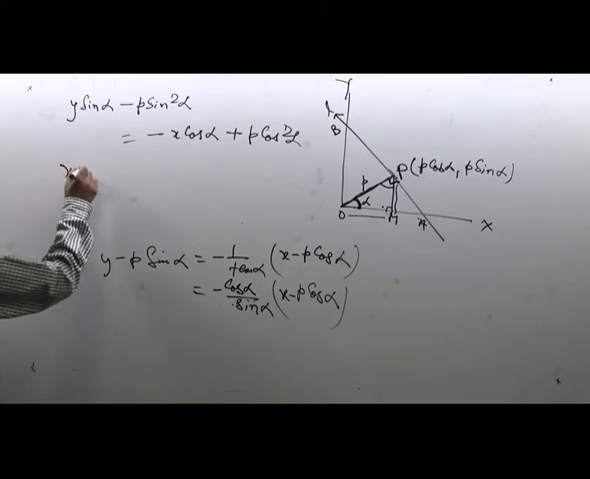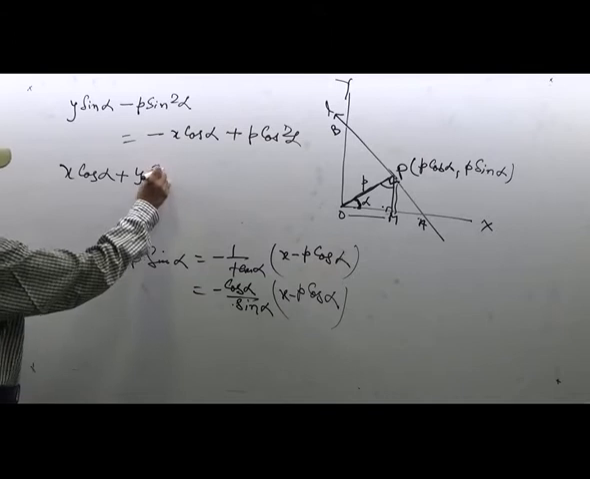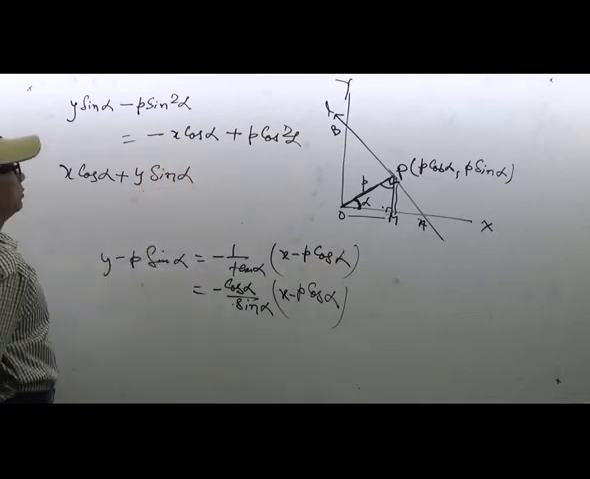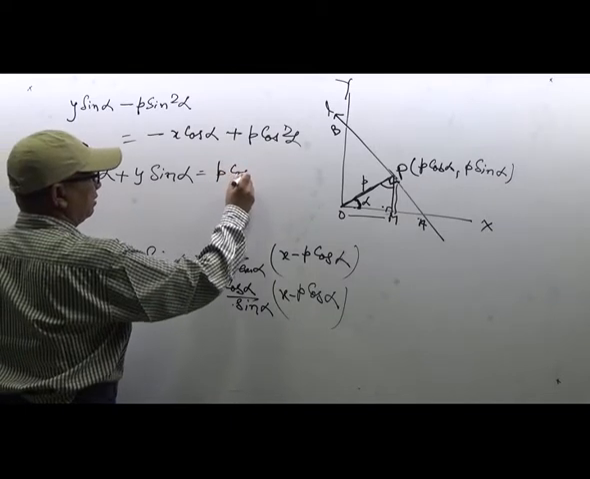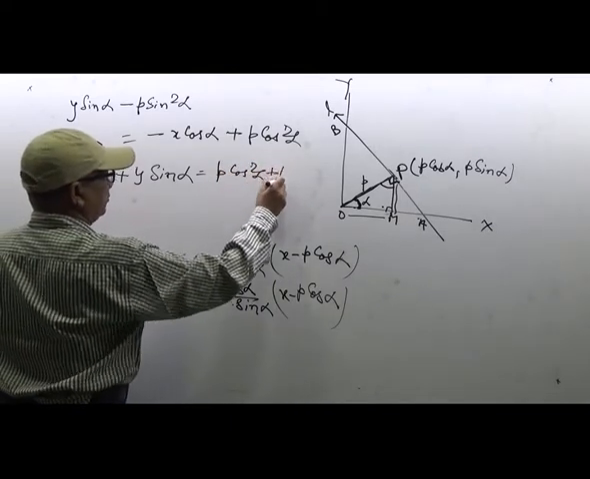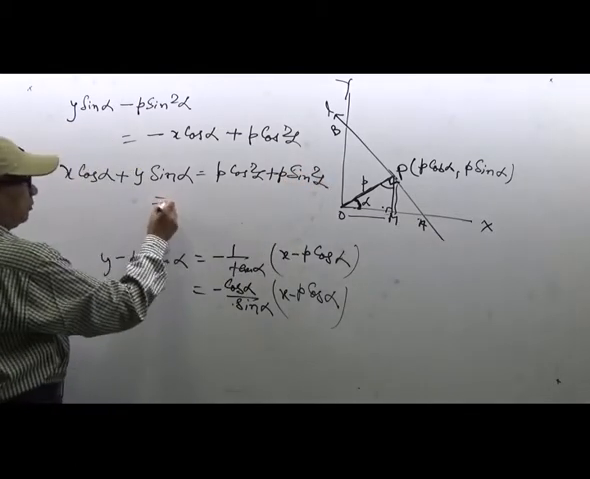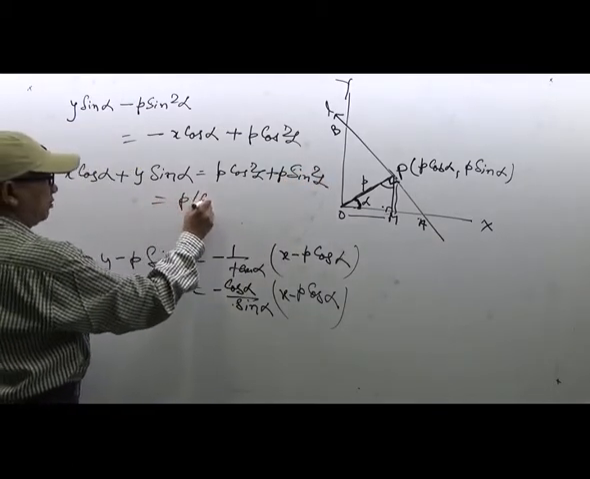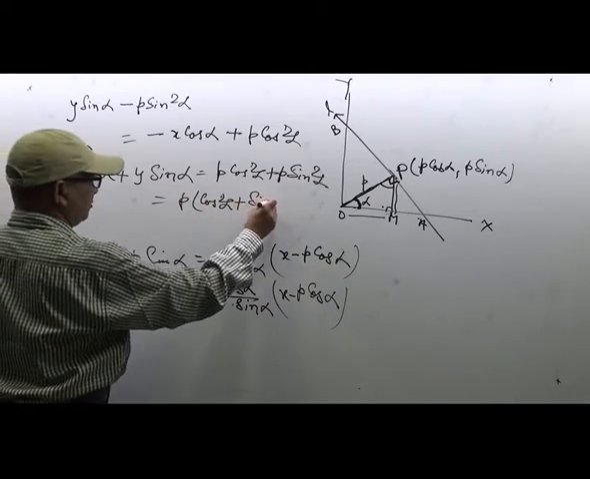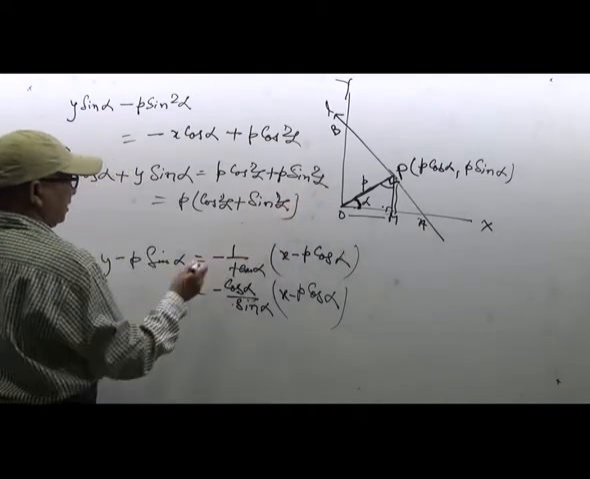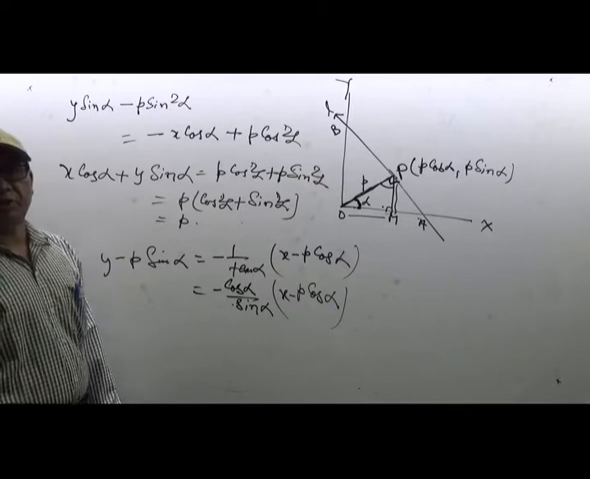So x cos alpha plus y sin alpha is equal to P cos square alpha plus P sin square alpha. P is common, cos square alpha plus sin square alpha, and this is equal to P. This is the required equation of the straight line.